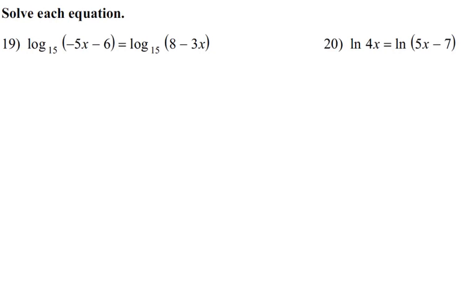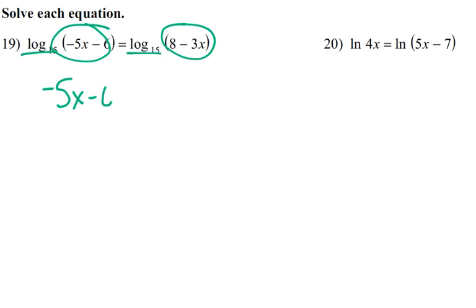Okay, the way to think through these ones is, if I have two logs that are equal to each other, and there's nothing else on their side of the equation, I can take what's inside the log and set it equal to each other. Okay? Because log base 15 and log base 15 are the same bases. So I know if they're equal, whatever is inside has to be equal. So I just get rid of the logs, and I solve for x.